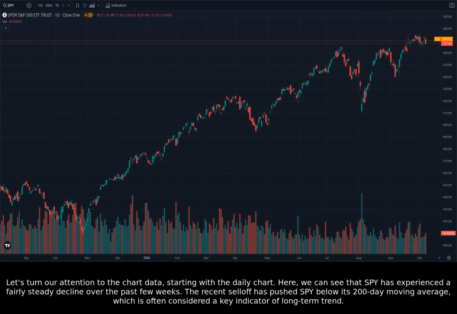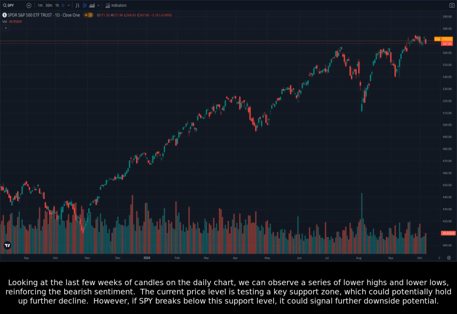Let's turn our attention to the chart data, starting with the daily chart. Here, we can see that SPY has experienced a fairly steady decline over the past few weeks. The recent sell-off has pushed SPY below its 200-day moving average, which is often considered a key indicator of long-term trend. Looking at the last few weeks of candles on the daily chart, we can observe a series of lower highs and lower lows, reinforcing the bearish sentiment.